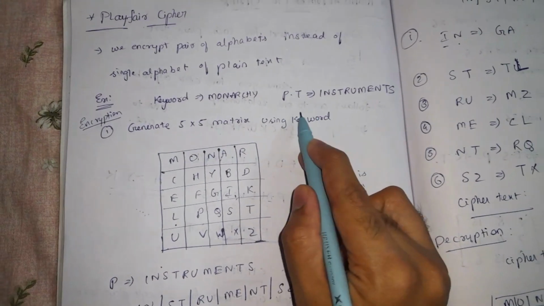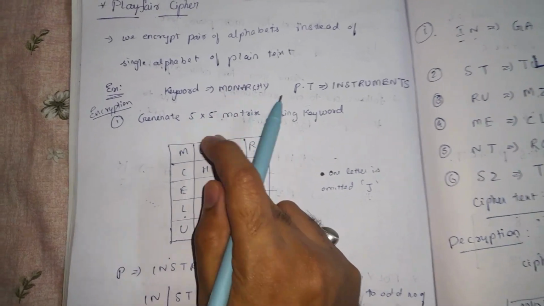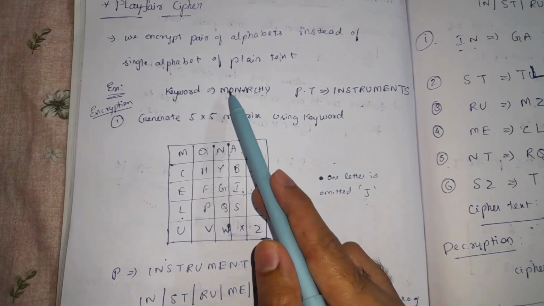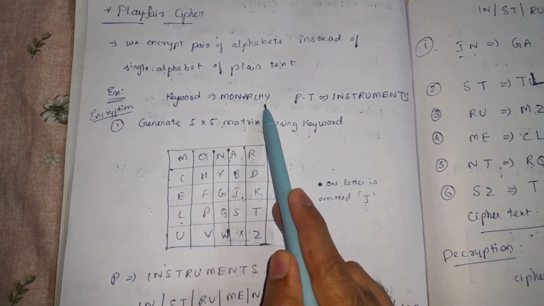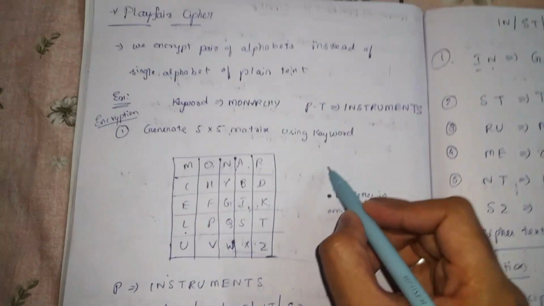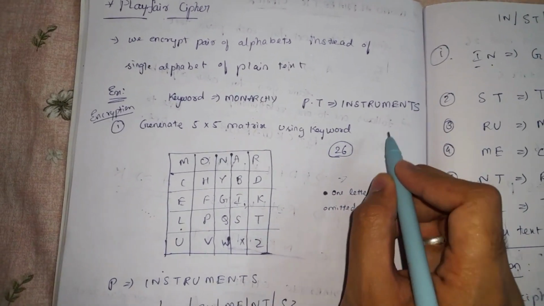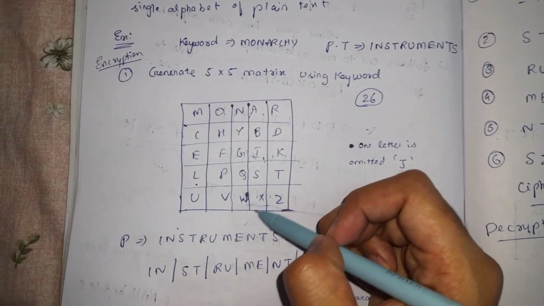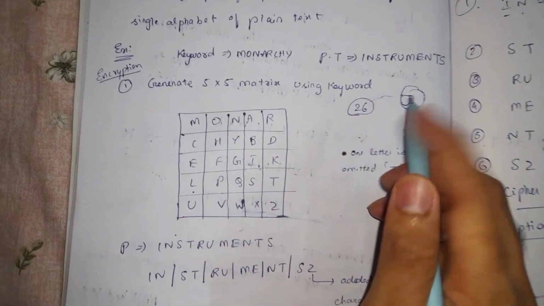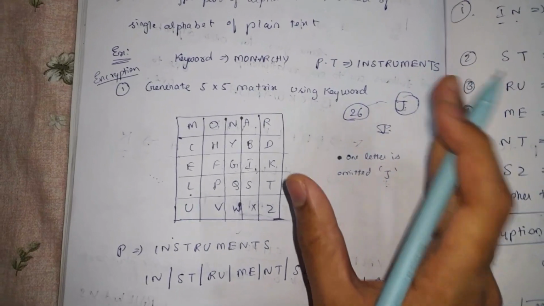Here is our plain text, "instruments", and this is a keyword. As I said earlier, we use keys to encrypt and decrypt the message. We represent this keyword in the form of a 5 by 5 matrix. Alphabets are 26, so we need to omit one character. As you can observe in this matrix, I have not written J anywhere, so we need to omit J. Whenever there is J in the plain text, it should be replaced by I. Just try to remember this.